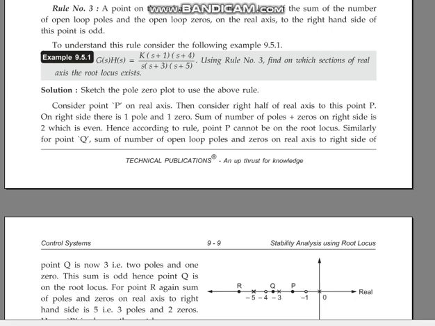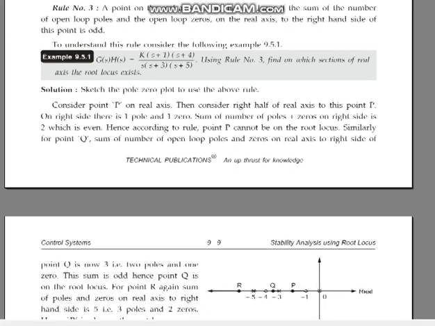Now we have to see which are the poles and which are the zeros. As I told in the previous discussion, the numerator roots are called zeros, denoted by z, and the denominator roots are called poles, denoted by p. The numerator roots are s is equal to minus 1 and s is equal to minus 4. These are all zeros. Denominator roots are s is equal to 0, s is equal to minus 3, s is equal to minus 5. Now we'll plot them first.